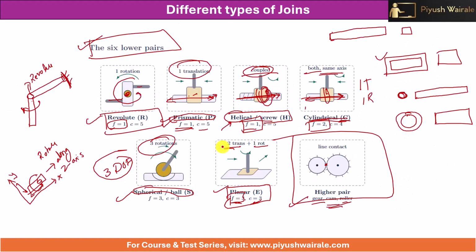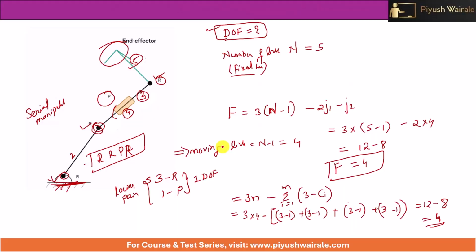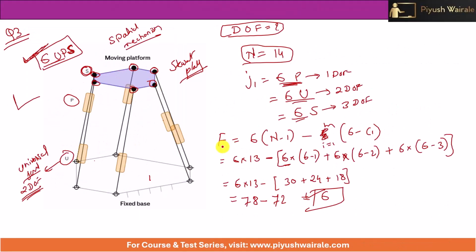Okay. So I hope whatever we have discussed in this particular video, you are able to understand that. And now if I give any mechanism, any diagram or any statement, you must be able to find out, first, the number of links, either total number of links or moving links. Then the number of joints with respect to their degrees of freedom. Okay, so which type of joint we have, prismatic, spherical, universal, revolute, and their respective degrees of freedom. And you must be able to find out the degree of freedom or mobility of a mechanism. Okay, this is very important.